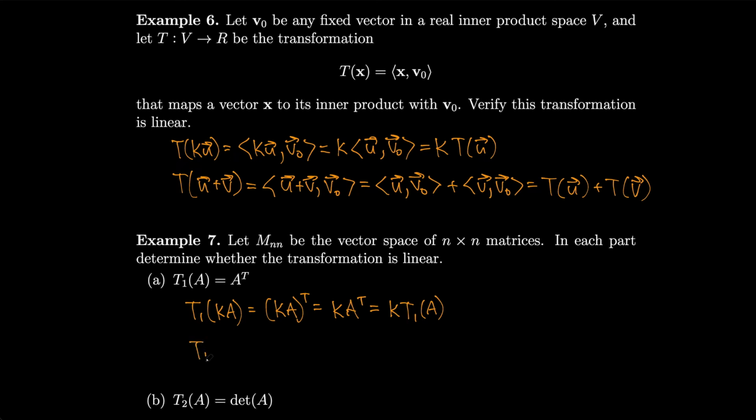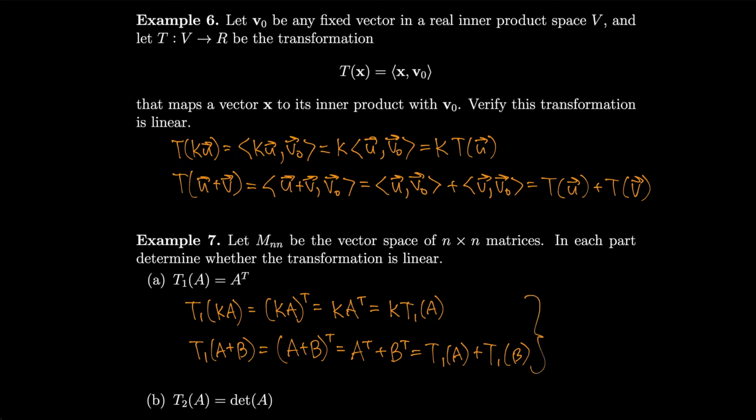Okay, how about T1 of A plus B? Well, that'll be A plus B transpose, for two arbitrary matrices A and B. So that's A transpose plus B transpose, and that's just T1 of A plus T1 of B. Because remember, transposing a sum is easy, it just goes right over. A little bit different for products, but that's okay. So these two facts imply that T1 is linear.